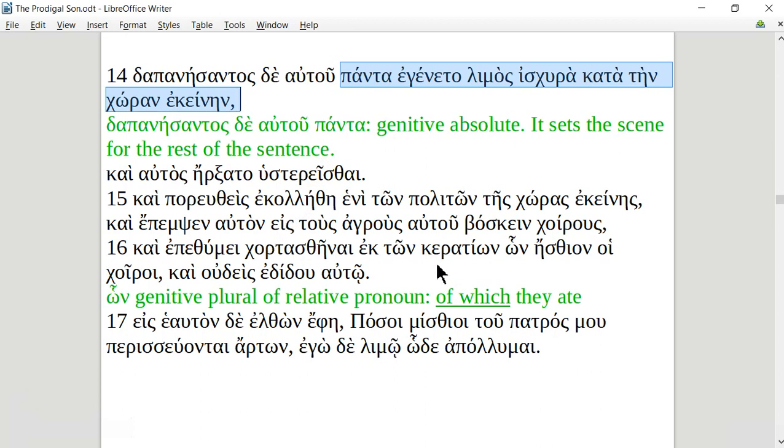Next point to make, coming down to verse 16, hon, the genitive plural of the relative pronoun, so of which they ate. Notice here's the genitive plural ending here on these two words, so it's a genitive plural ending, but when used just by itself here, it's a genitive plural of the relative pronoun, the pods of which the pigs ate.